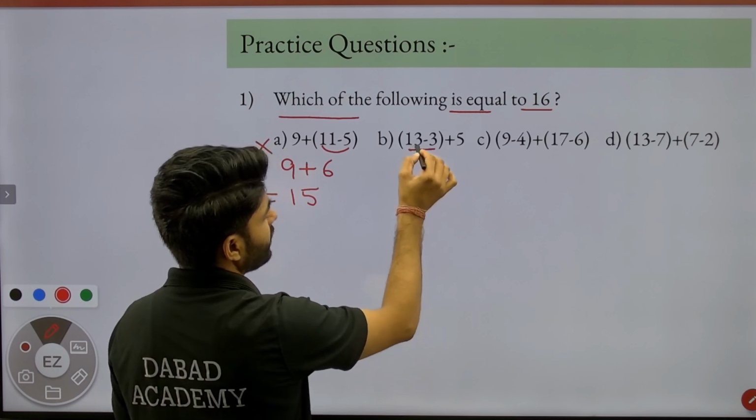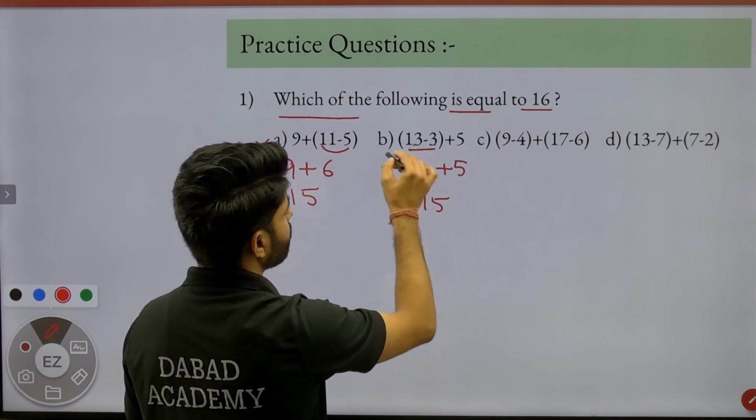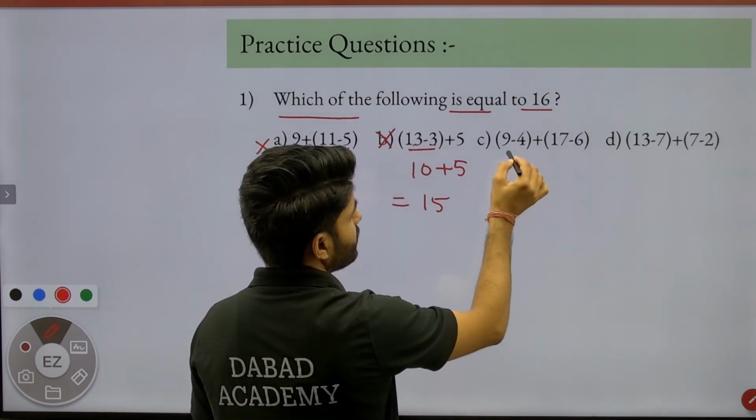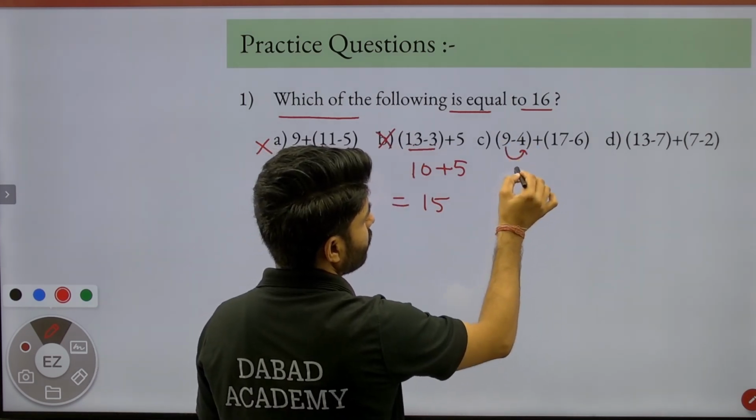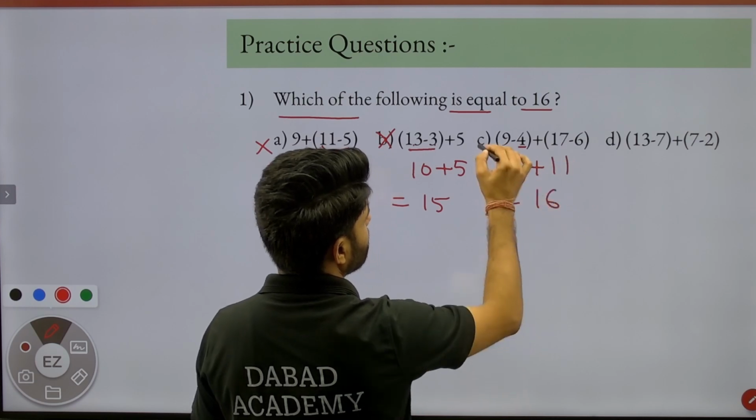So when we subtract 13 minus 3, that is 10 plus 5. When we add, that is again 15. That is not equal to 16. So option 2 is incorrect. Then we subtract 9 minus 5, that is 4. When we subtract 6 from 17, that is 11. That is equal to 16. So C is the correct answer.